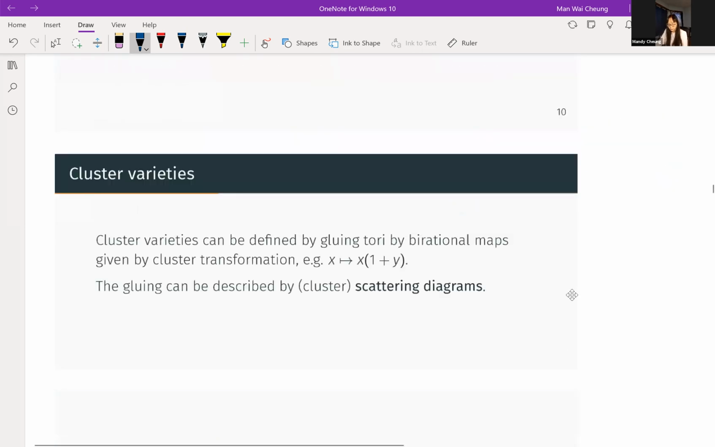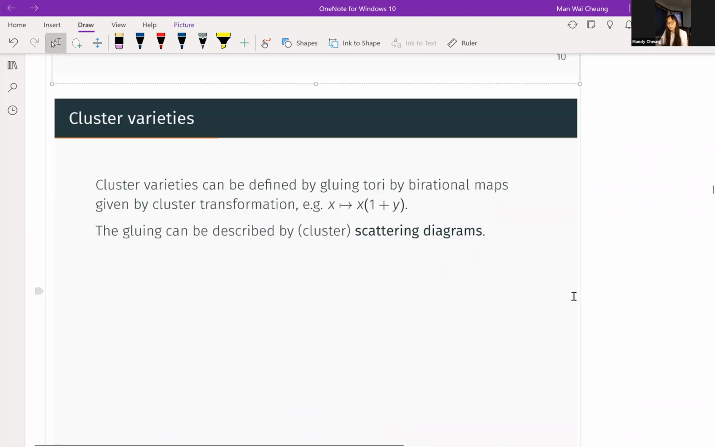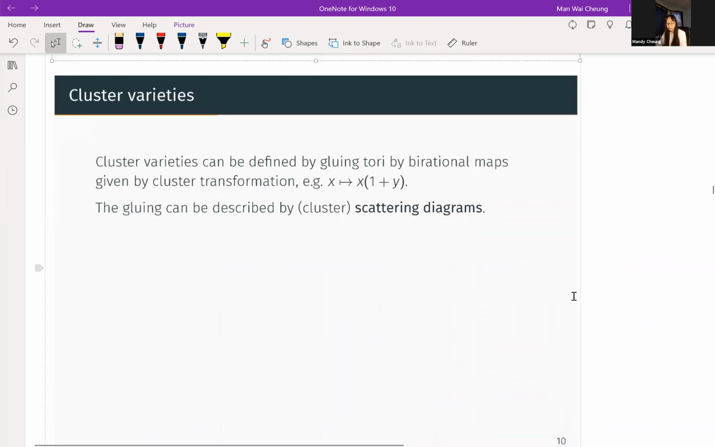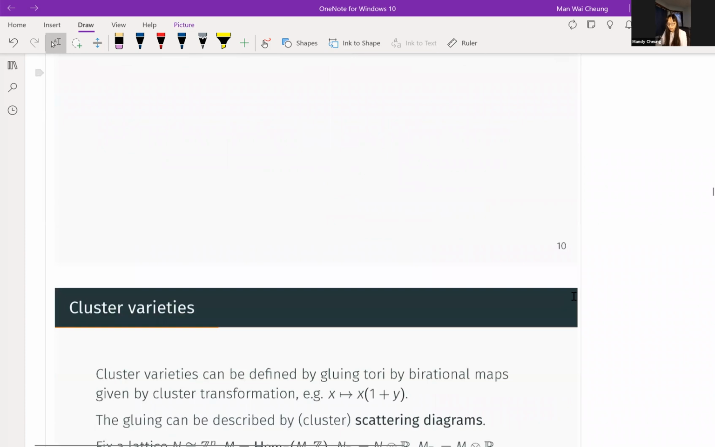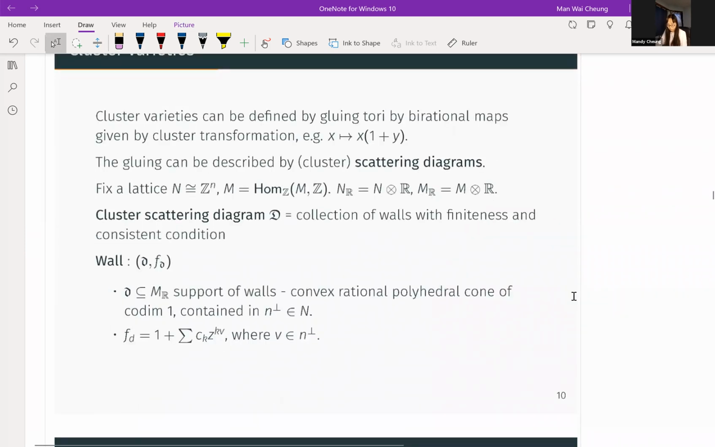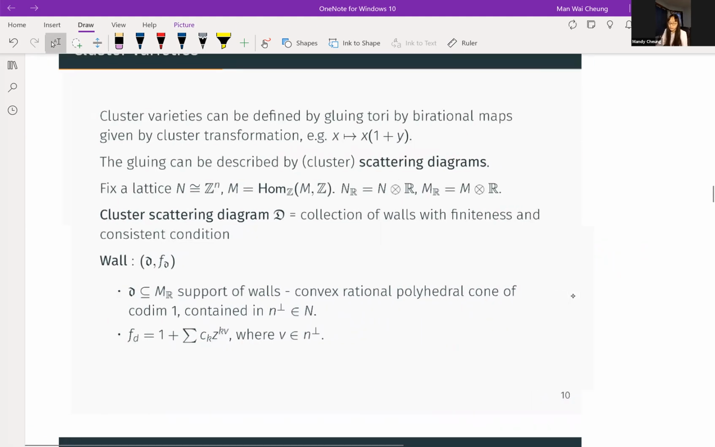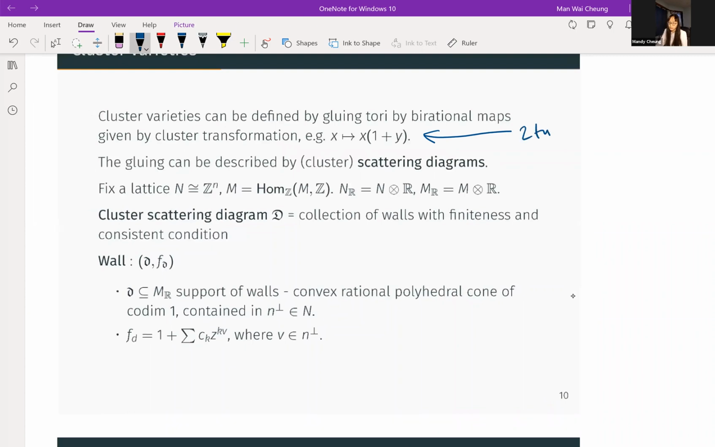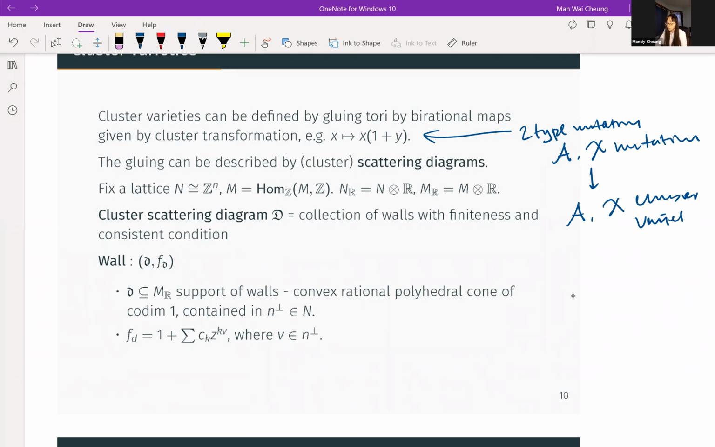But here I just want to say that this gluing can be described by the cluster scattering diagram, for which we fix a lattice. And by the way, one remark: in cluster theory there are two types of mutation, which we call A mutation and X mutation. Using the two different types of mutation, we get the A or X cluster variety, and we might bring up those notions later in the talk.